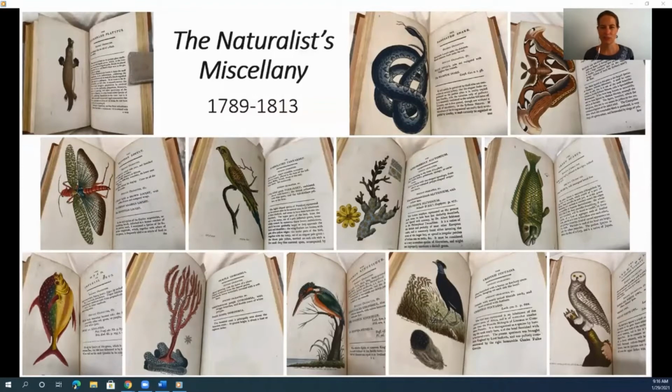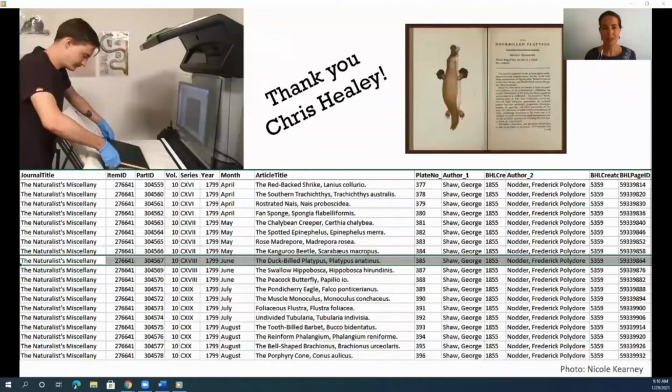Finding and citing the descriptions in this publication has always been particularly difficult because the volumes lack page numbers. And until very recently, the descriptions online lacked both article data and DOIs. This is Chris Healy, who's our BHL Australia's digitisation technician. He normally does all our rare book scanning, but he spent 2020 adding article level metadata to all our rare books, collecting that data from scratch.